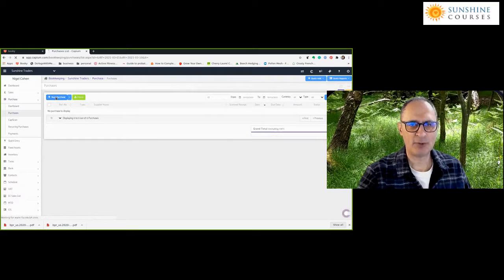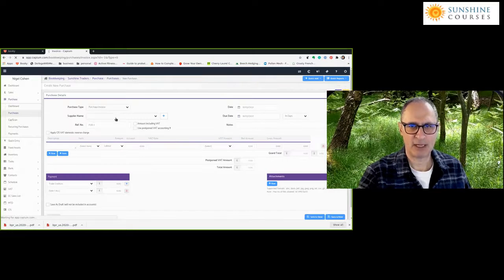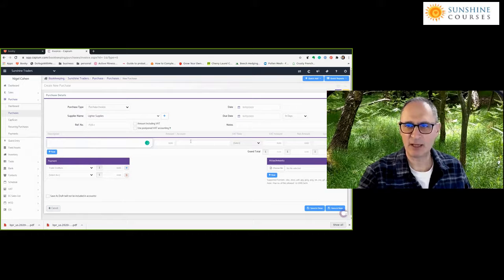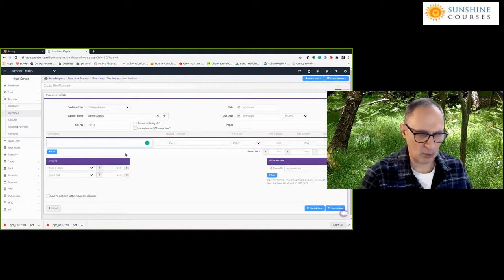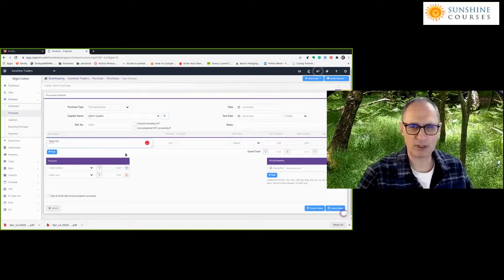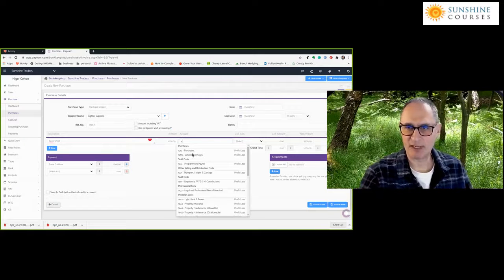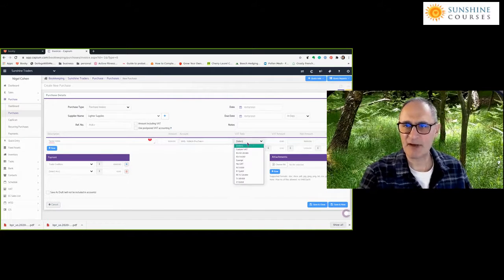I'm going to enter a new purchase, and I'm going to enter it from Lighter Supplies. Again, I'm going to enter what I'm buying. In this case, I'm going to be buying tractors, V200, I think it was. Let's say I buy it for £1,000. The account I'm sending it to is purchases, vehicle purchases. The VAT rate is 20% again.